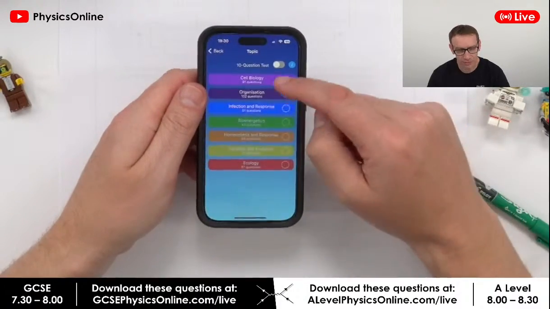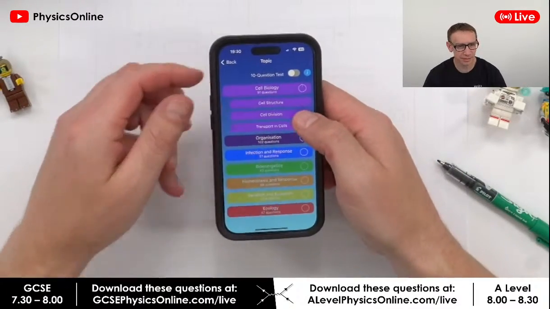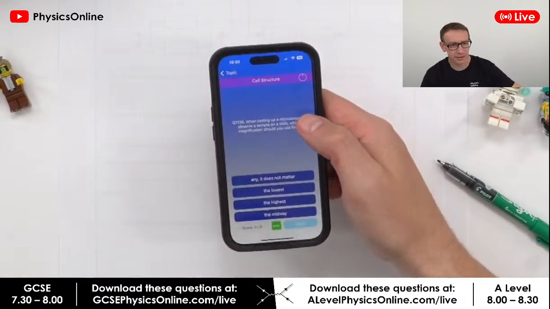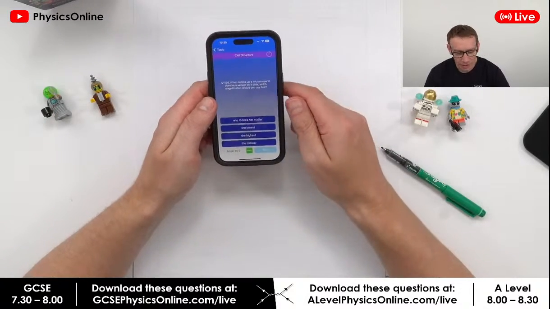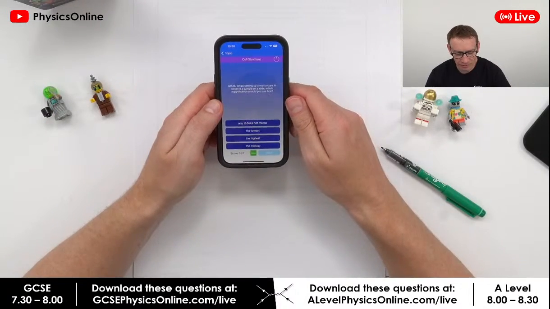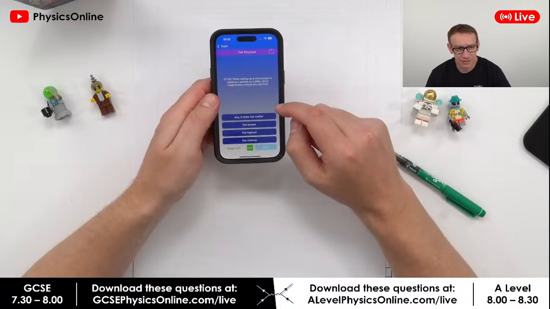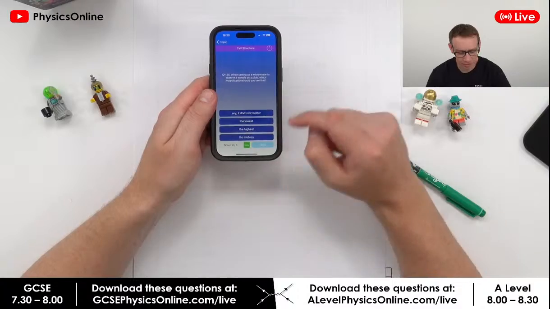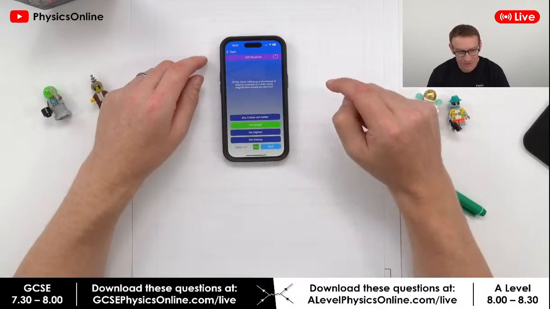If you click on launch, it brings up the different topics. So for example, we could look at cell biology, the cell structure, and then it's lots and lots of multiple choice questions. When setting up a microscope to observe a sample on the slide, what magnification should you use first? Should you use any, the lowest, the highest, or midway? I'm not very good at biology, but I'm going to say the lowest.